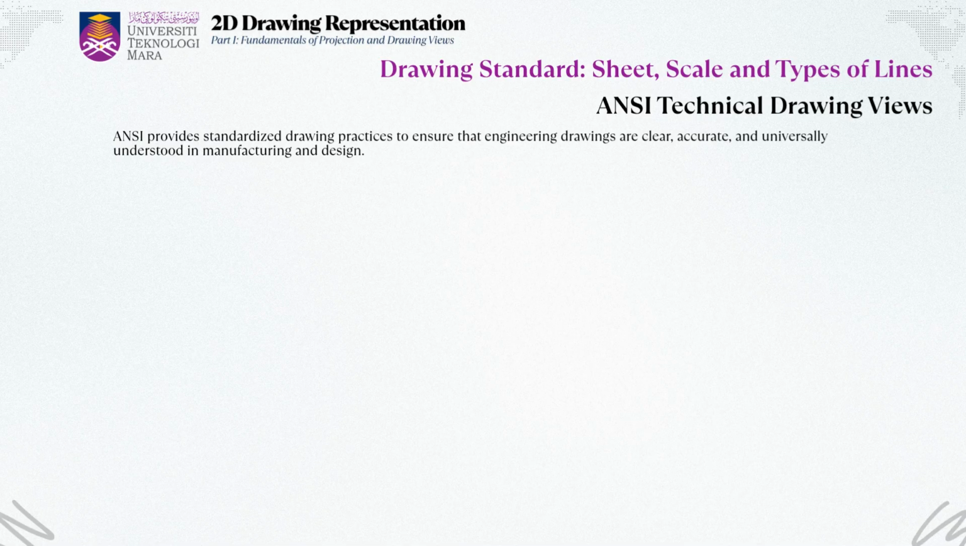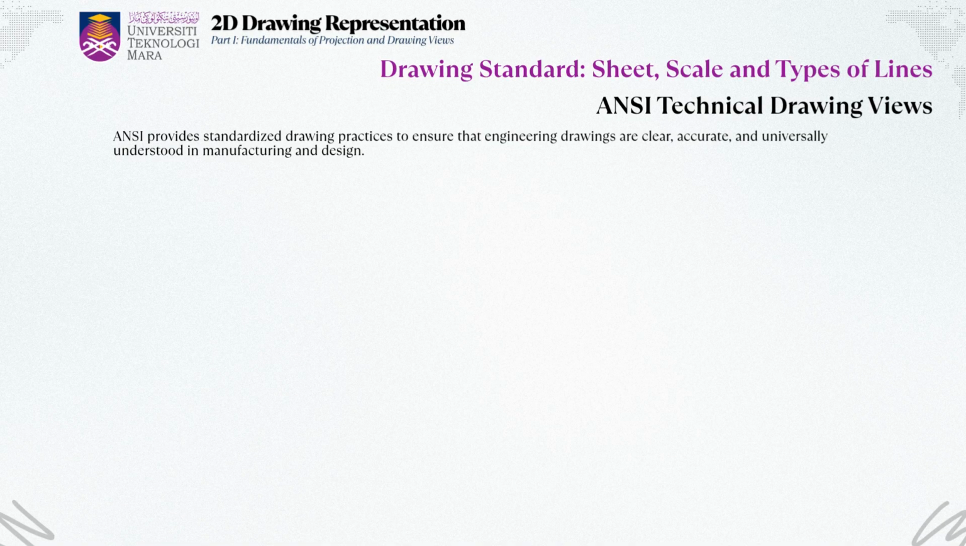Now, let's move to the ANSI technical drawing views. ANSI stands for the American National Standards Institute, and it plays a big role in making sure engineering drawings are consistent, accurate, and universally understood, especially in industries like manufacturing and design. You can think of ANSI as a guidebook that tells everyone how to draw and read technical drawings in the same way, so there's no confusion when different teams or companies are working together.